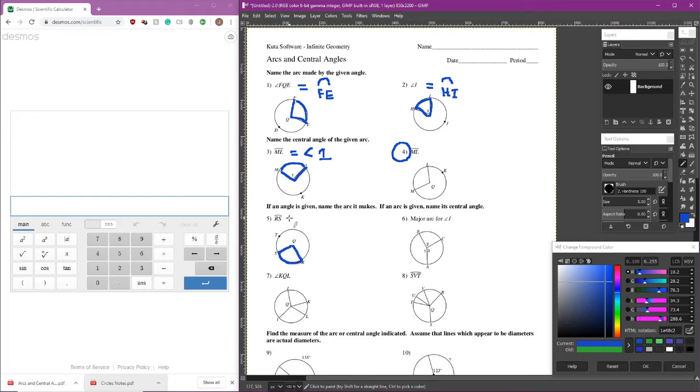Now let's see how we can name it. We know it's going to be an angle, so we're going to say it equals angle. You need 3 letters for an angle. S, go to the middle, which is Q, go to the outside, which is R. So SQR.